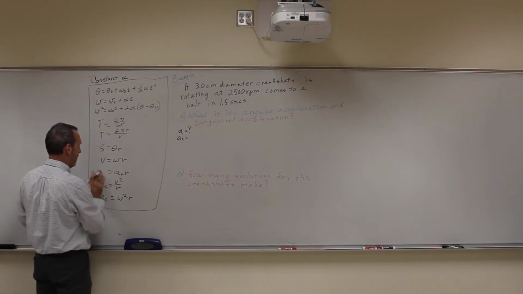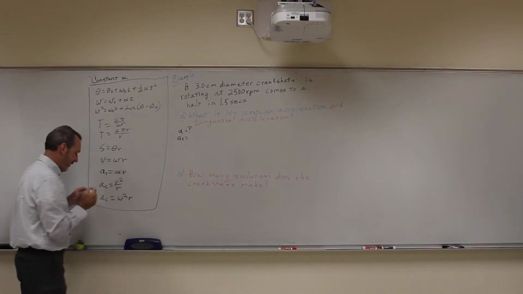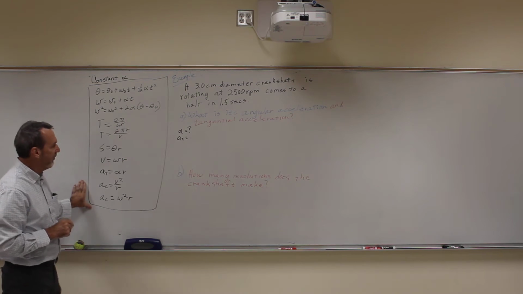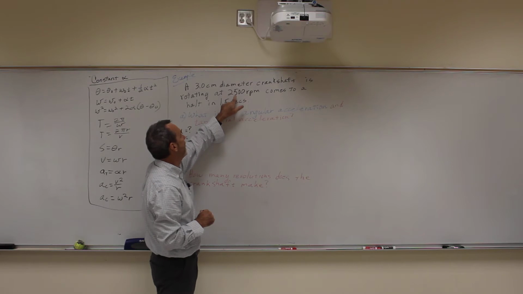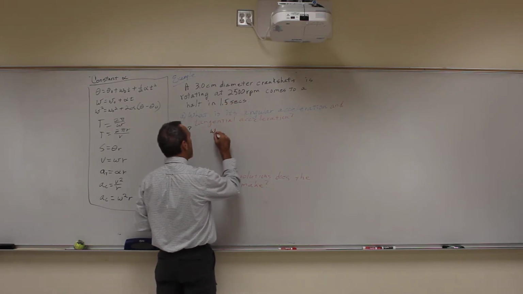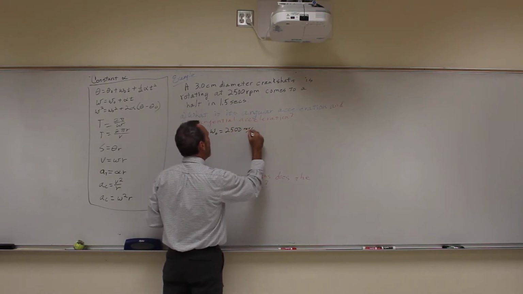Actually, I messed that up. Sorry. A tangential is equal to alpha r. So these are our angular acceleration equations over here. All right, figure out alpha. We know what its initial velocity is here. Omega initial is equal to 2,500 revolutions per minute.